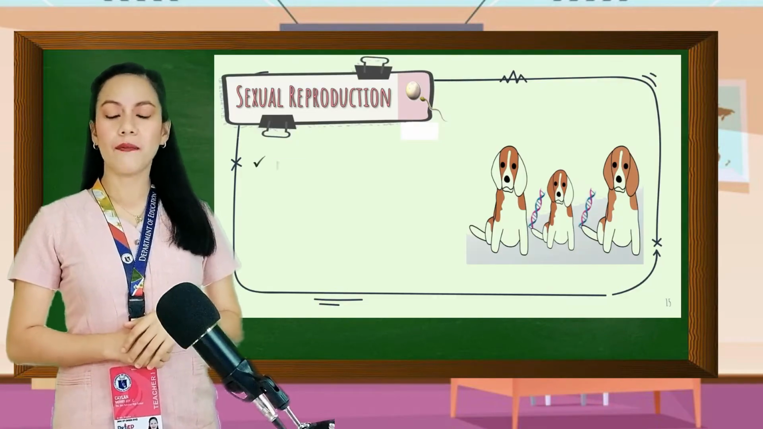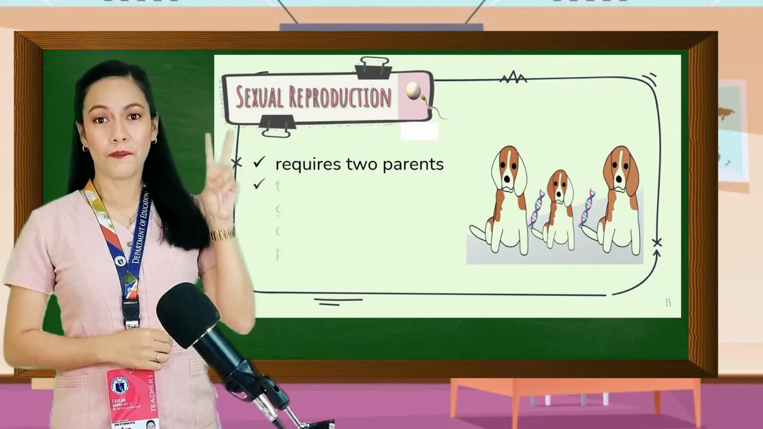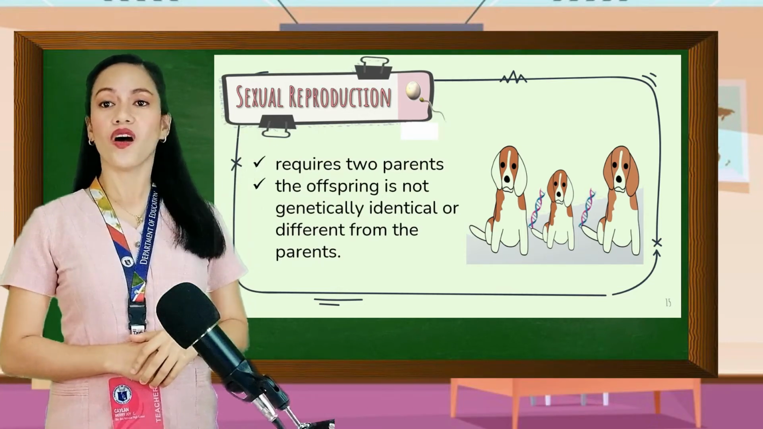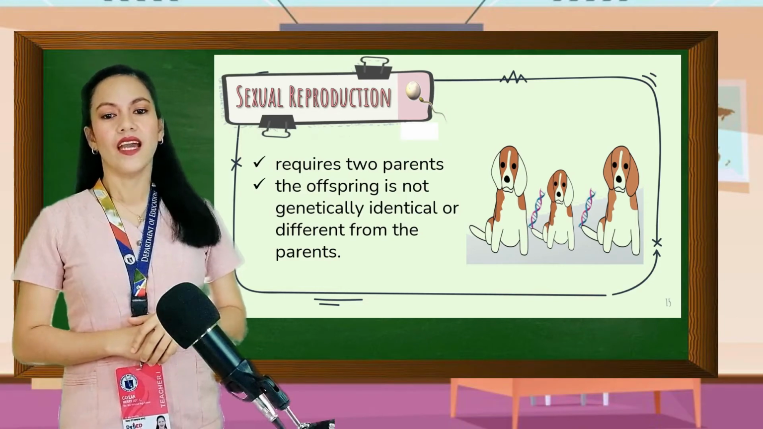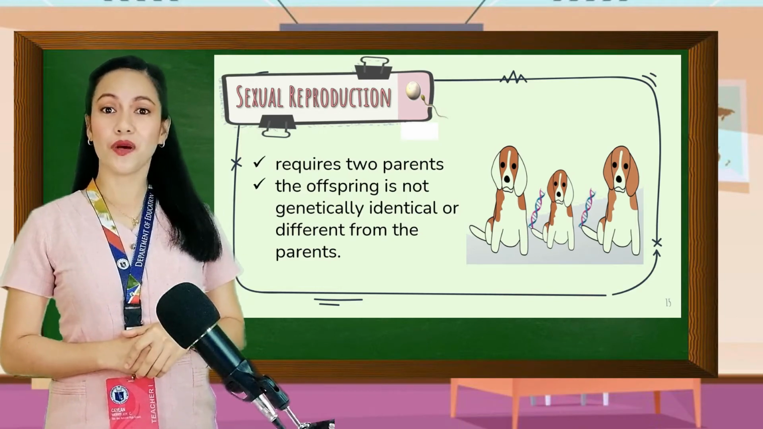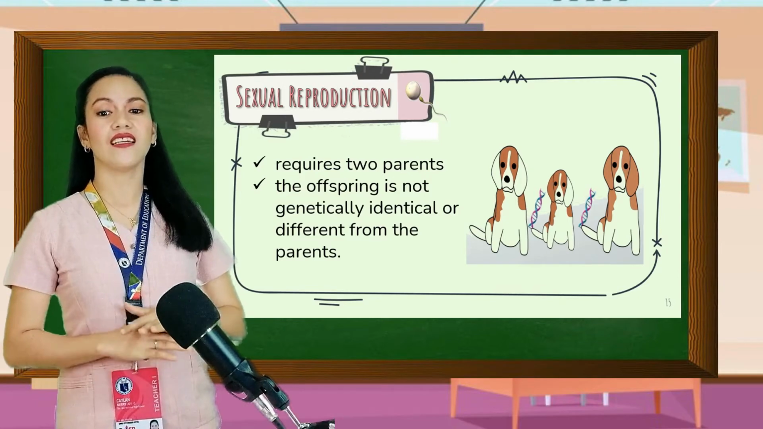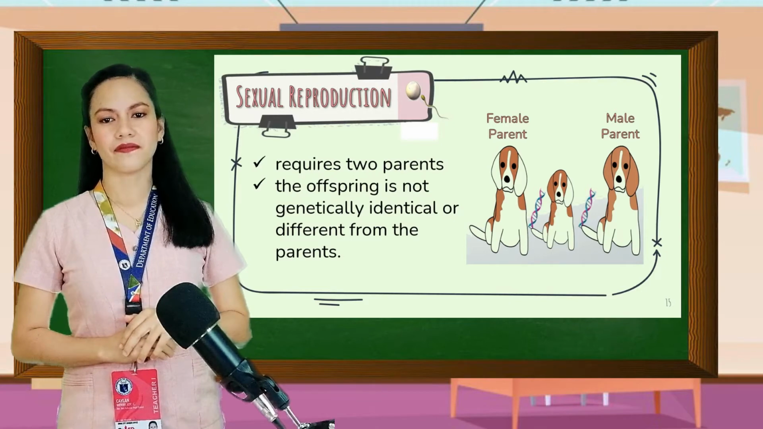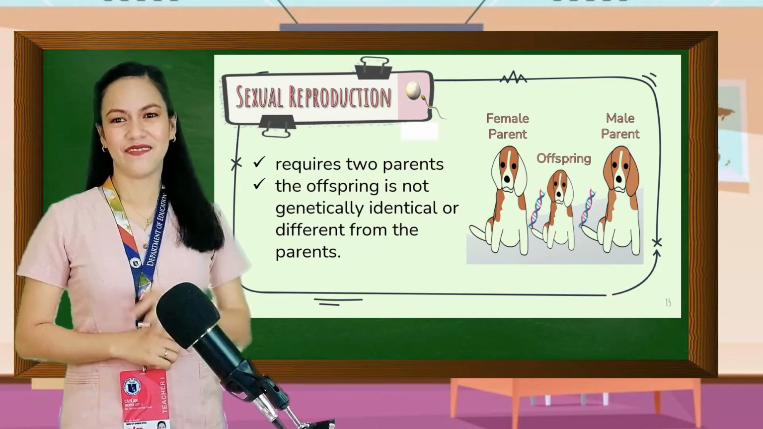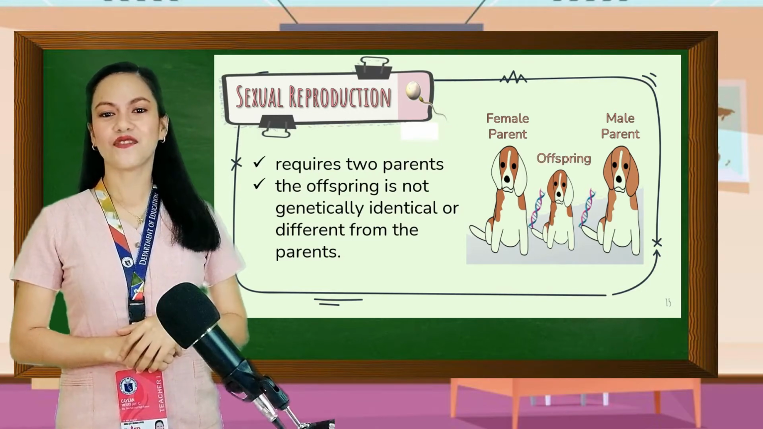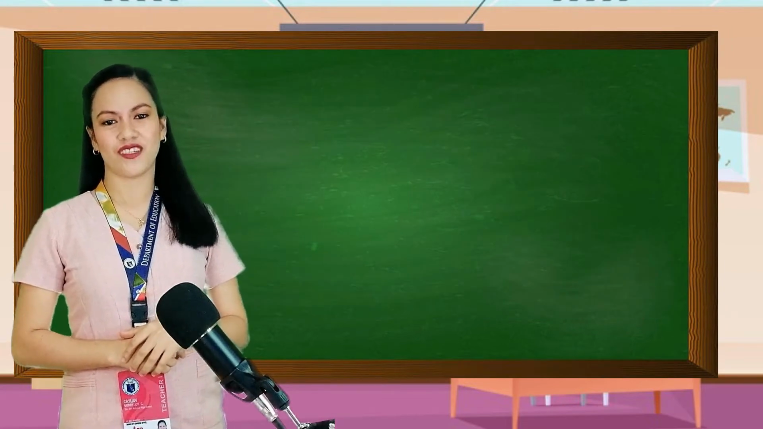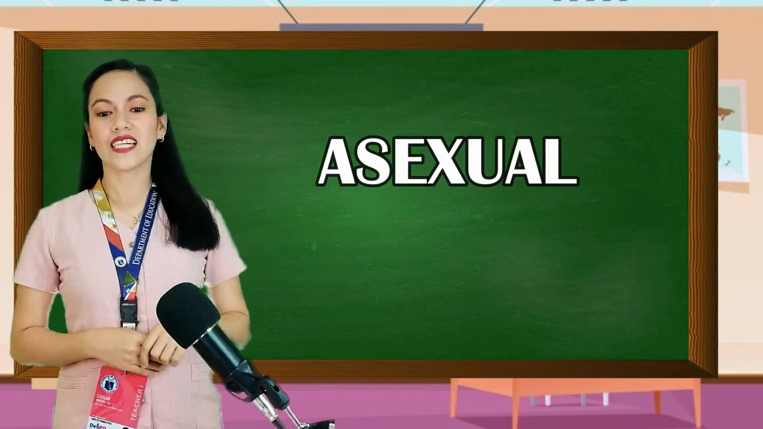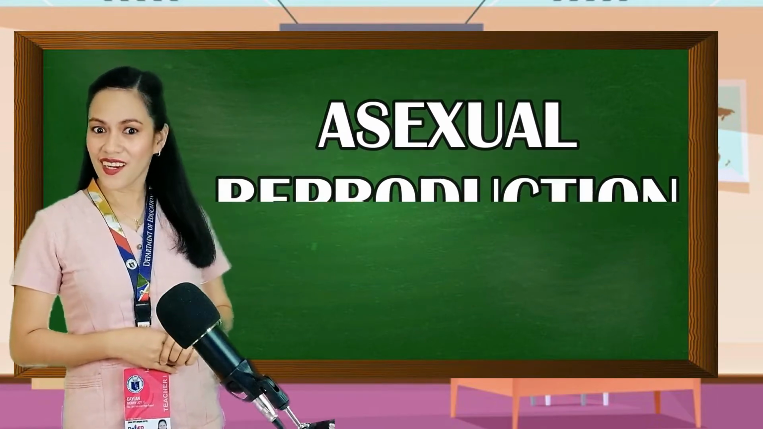While sexual reproduction requires two parents, which involves the union of gametes or sex cells. The offspring produced from sexual reproduction is genetically unique or different from the two parents. Interesting, isn't it? Let's find out more of this information. To continue, let's further discuss the asexual reproduction. Are you ready?